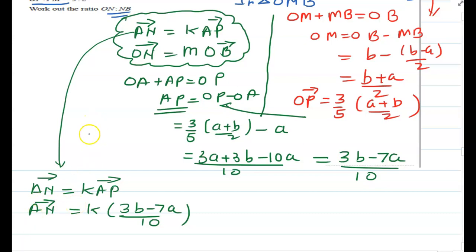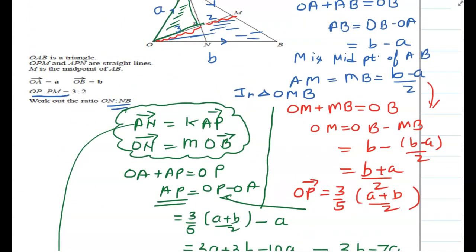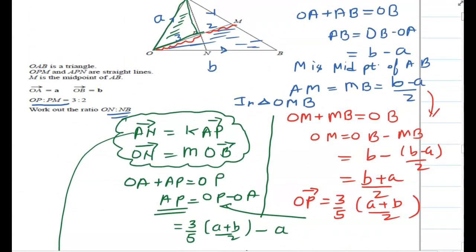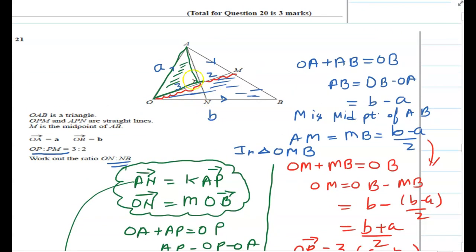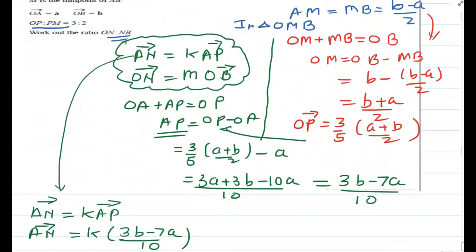Now in triangle OAN, so we are taking triangle OAN. I'll show you in the diagram. So now we are taking this full red triangle OAN, O, A and N. This triangle we are taking. Right, so let's go down, create a space. This question is a little lengthy.